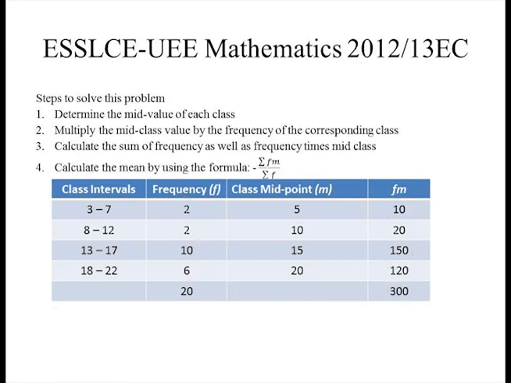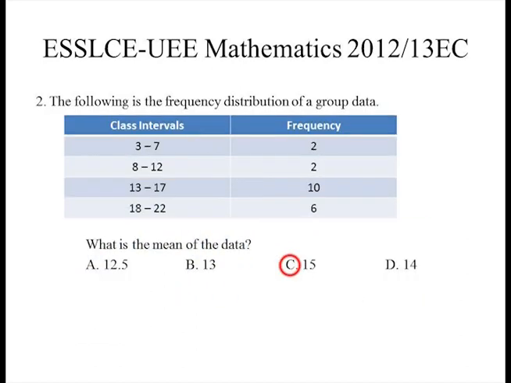Step 4. Calculate the mean by using the formula: summation of frequency times mid-class value divided by the summation of frequency. The summation of frequency times the mid-class value is already determined as 300, divided by the summation of frequency, which is 20. 300 divided by 20 is 15. Choice C is the right answer.